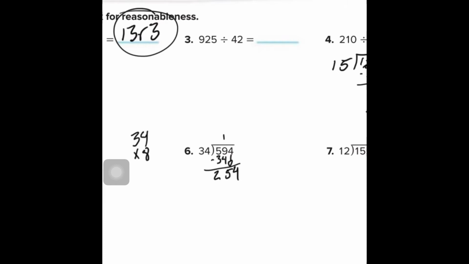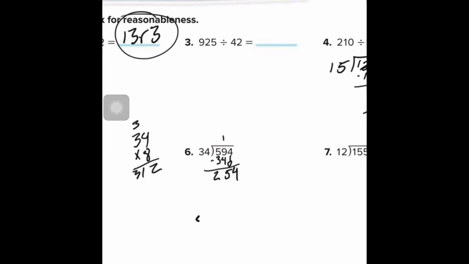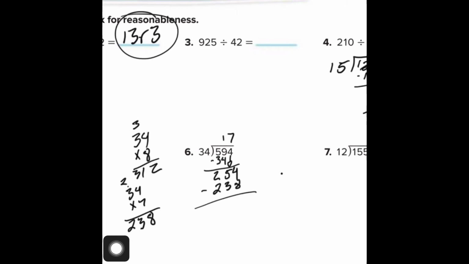Let's do a guess and check of 34 times 8. So 8 times 4 is 32. 8 times 3 is 28, 29, 30, 31. Ooh, that's a little too much. So now we're going to have to do a guess and check of 34 times 7. We're just a little too much with the 8. 7 times 4 is 28. 7 times 3 is 21, 22, 23. That's a little bit better. So 7 times 34, which we've got the answer right here, is 238.